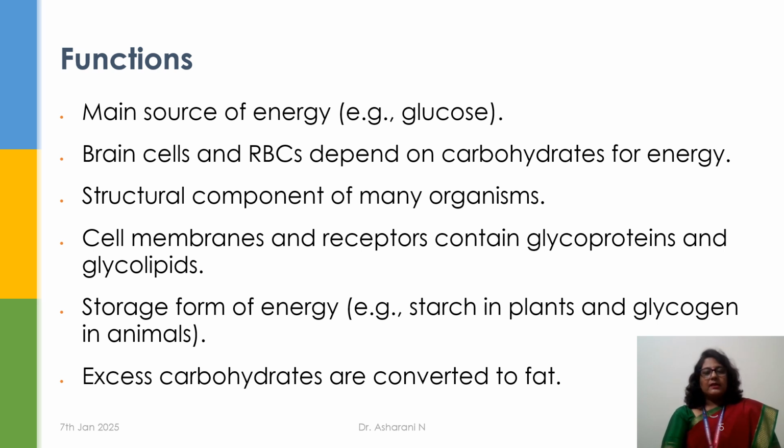Carbohydrates are also a structural component of many organisms. The cell membrane also has carbohydrates, especially bound to either lipids or proteins, in the form of glycolipids or glycoproteins. The type of carbohydrate we store in our body is glycogen, which is an animal source, and starch is in plants. Plants store energy in the form of starch, and we store glucose as glycogen. Whenever we require glucose for body functioning, we convert glycogen into glucose.